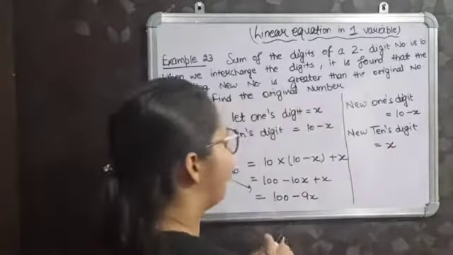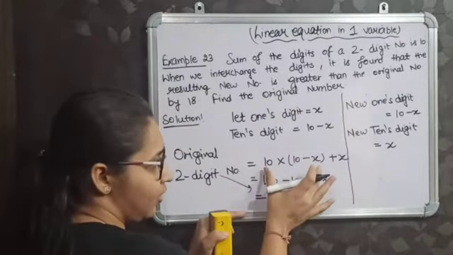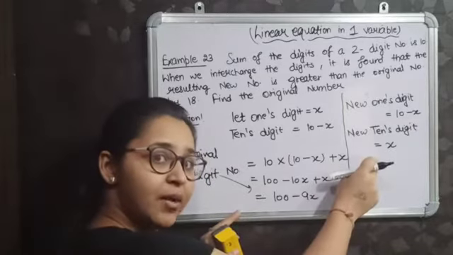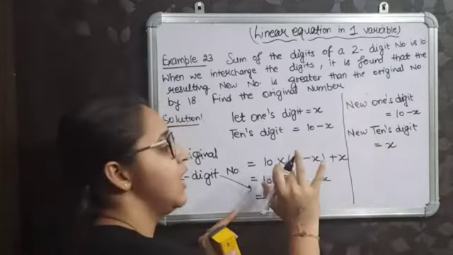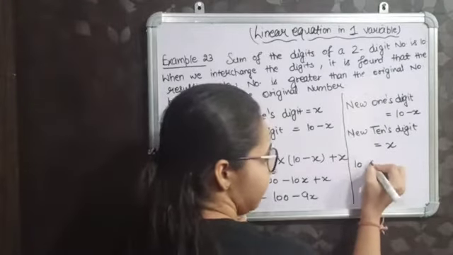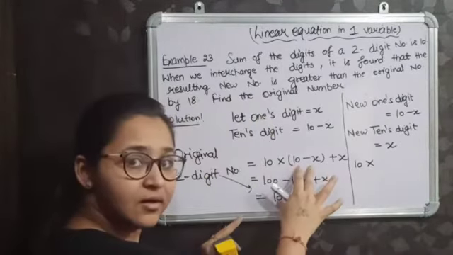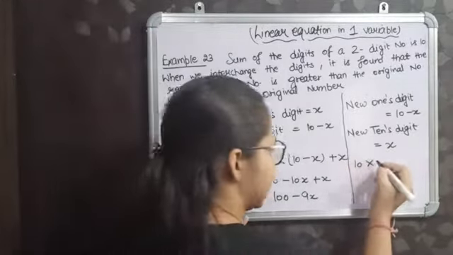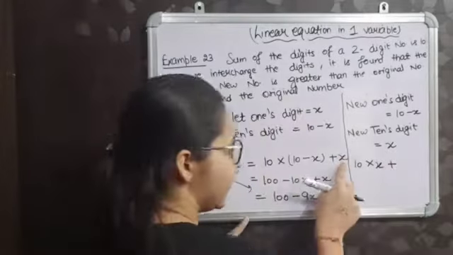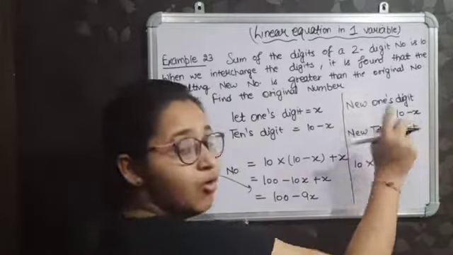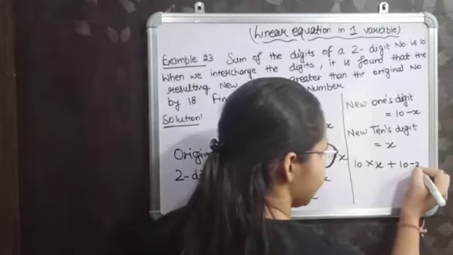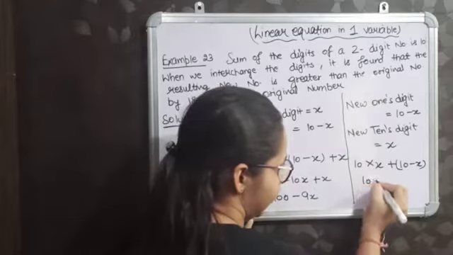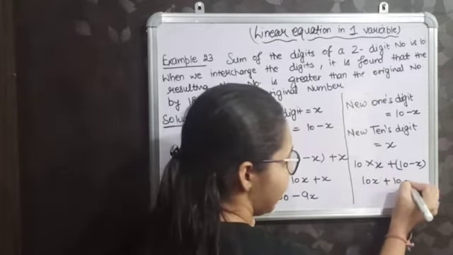Very good. Now, as I did here, I have written this two-digit number in its expanded form. The same rule applies here. I am writing 10 multiplied by the tens digit, and the new tens digit is x, plus the ones digit, and the new ones digit is 10 minus x. Very good. So simplify it. 10 multiplied by x gives 10x plus 10 minus x.